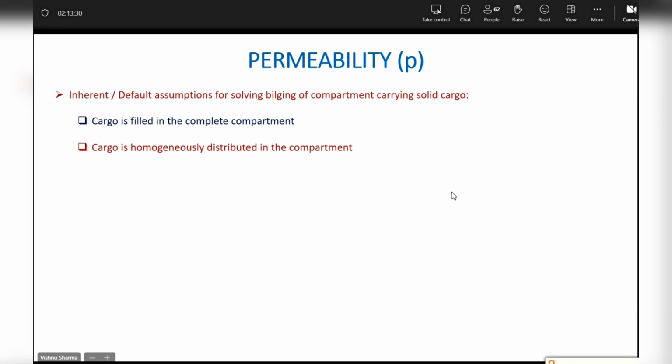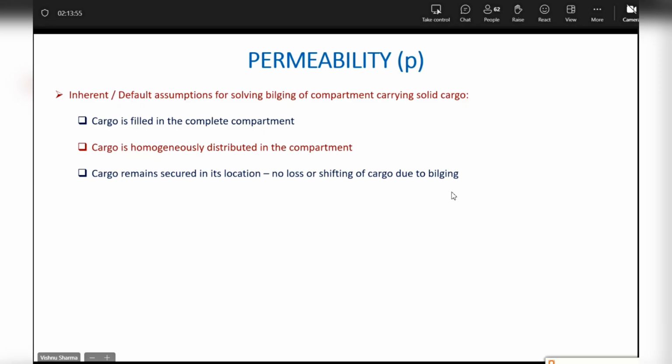Two, cargo is homogeneously distributed in the compartment. Homogeneously means it's the same, uniformly distributed and not non-uniform. If it is heterogeneous, then details have to be known. That you have lead pellets here, you have some other cargo here, then it has to be given, which details will not be given. So we will assume cargo is homogeneously distributed.